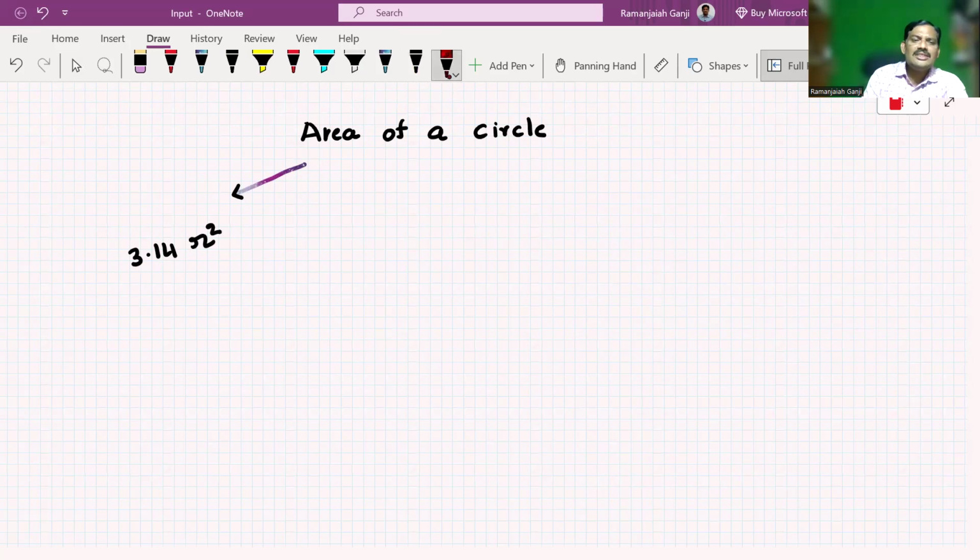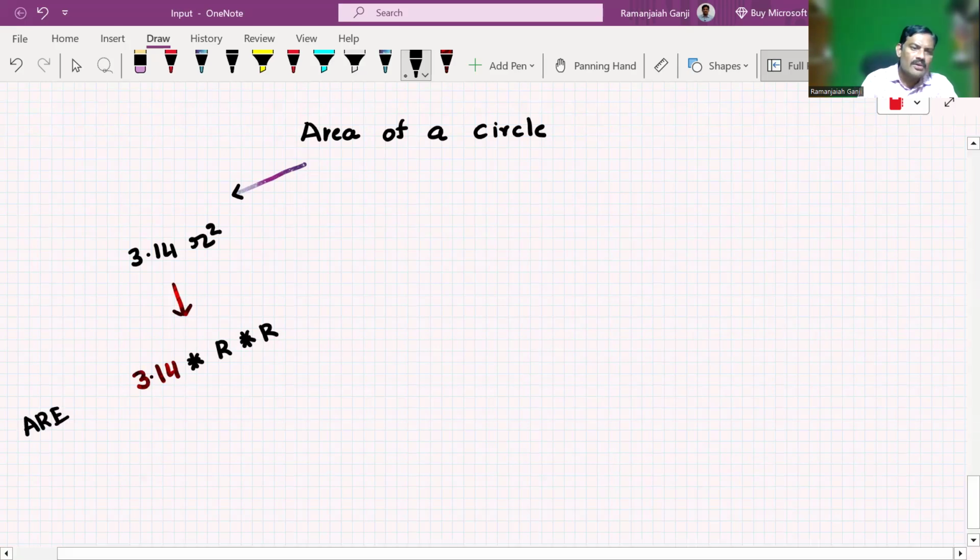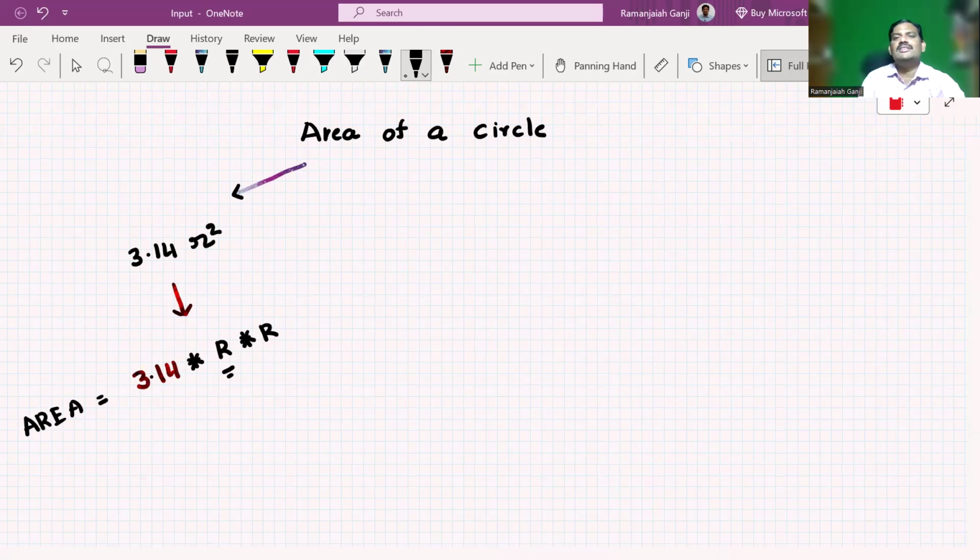So, in the case of computation, you have to write 3.14. It is not supposed to be written directly as 3.14 into r square. Computer may not understand that. 3.14 into r into r. R square may not be allowed. R into r. What is r into r? R square. What input need to be captured? R. Only radius. Listen.